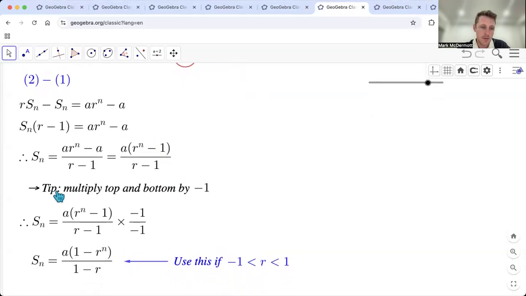term you're interested in. But you can also multiply the top and bottom by -1. So if you multiply top and bottom by -1, you'll get this. And this is the exact same thing, obviously, but you use this if r is between -1 and 1. It's just a little bit easier to use if you've got r values between -1 and 1. Okay, so this is the key takeaway here. This is how you find the sum of a geometric sequence. All right, next one.